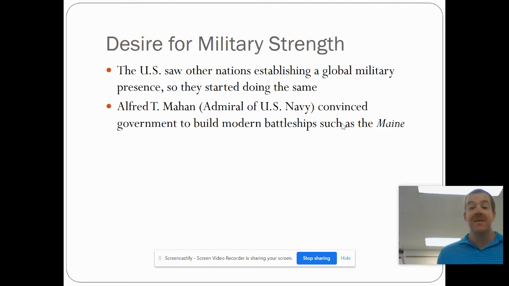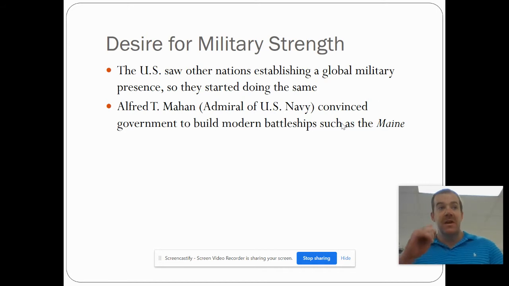Particularly the United States Navy at this time, Admiral Alfred T. Mahan convinced people that America needed to build new modern battleships and then show off those battleships around the world. So this is important: the USS Maine was one that was built, and there's a certain incident that happens with the USS Maine, which we're going to look at tomorrow. It was a big deal.